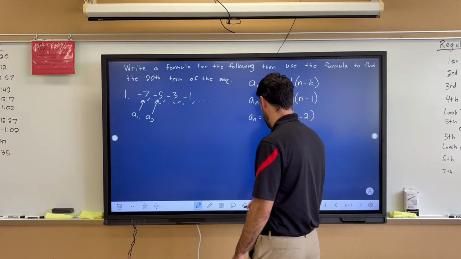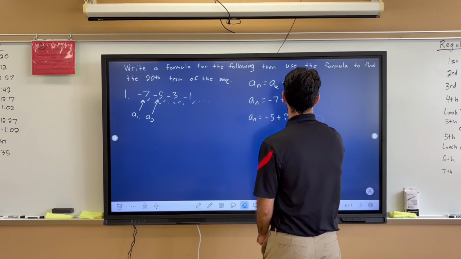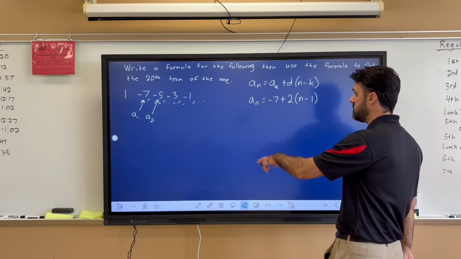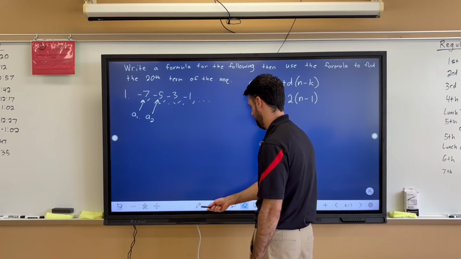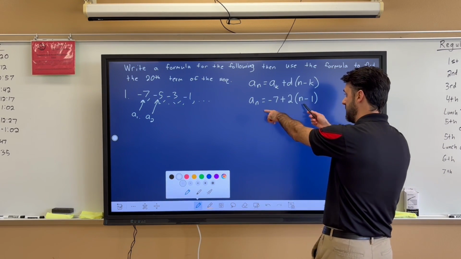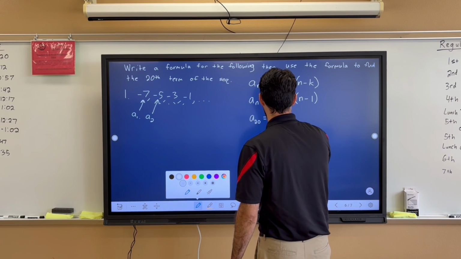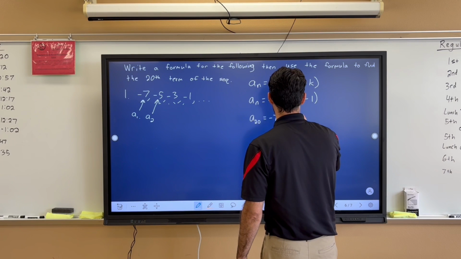Now, I'm going to use the first one. I just want to show you guys, there's more than one option for the formulas here. And we're going to use this to find the 20th term of the sequence. So I'm just going to replace both ends with a 20. So this now says the 20th term. Well, it's going to equal negative 7 plus 2 times 20 minus 1.